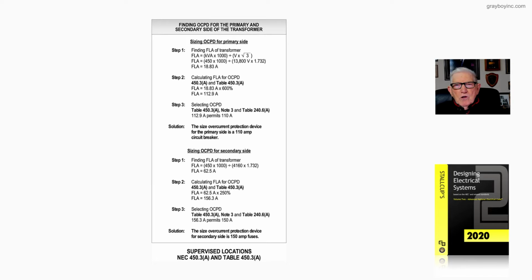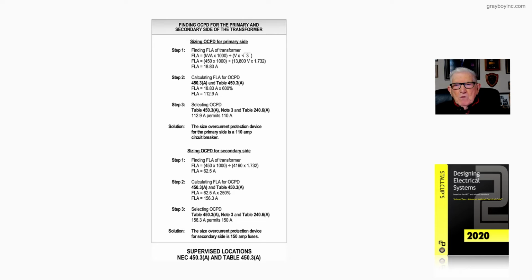18.83. Do you notice how when that voltage is high, the full load current rating will be small? Note 2 then, referencing our table 450.3(A) for supervised location where the voltage is over 1,000 volts in the primary and secondary, we pick up 600% times 18.83, and we come up with 112.9.